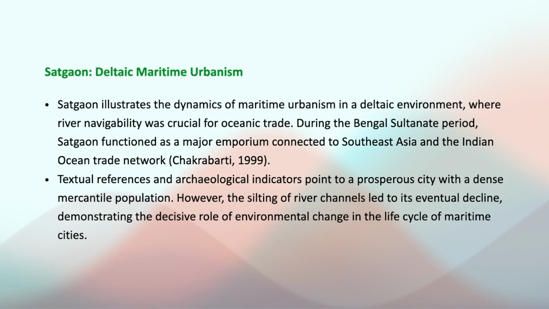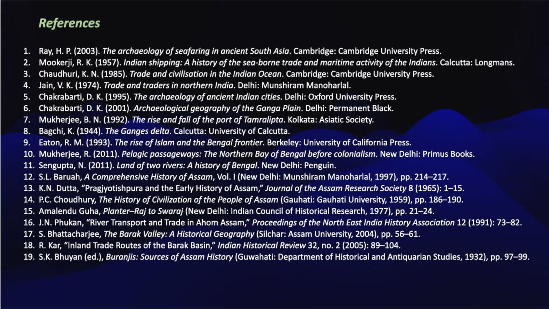Then we have the port of Satgaon, a deltaic maritime urbanism center, which illustrates the dynamics of maritime urbanism in a deltaic environment. Satgaon functioned as a major emporium connected to Southeast Asia and the Indian Ocean trade network, and textual references and archaeological indicators point towards a prosperous city with a dense mercantile population. However, the silting of the river channels led to its eventual decline, demonstrating the decisive role of environment when it comes to maritime cities. These are a few references that you can refer to for your future studies.